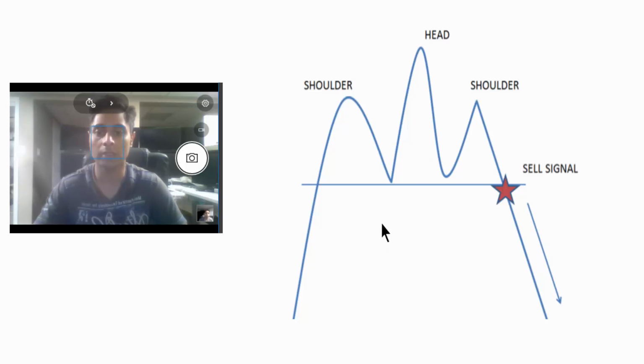Now let's look at some real market examples to really understand head and shoulder so we can make money trading the Forex market.